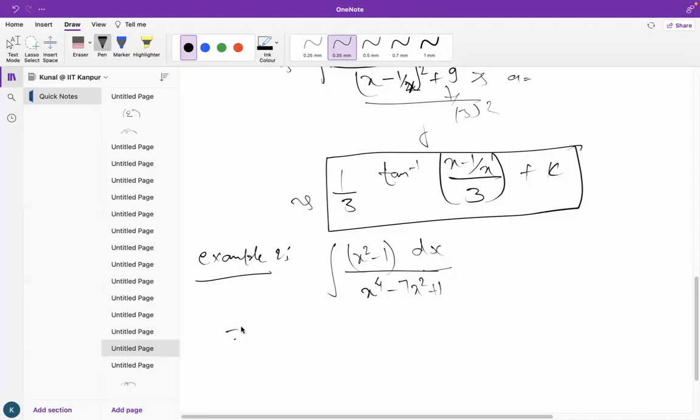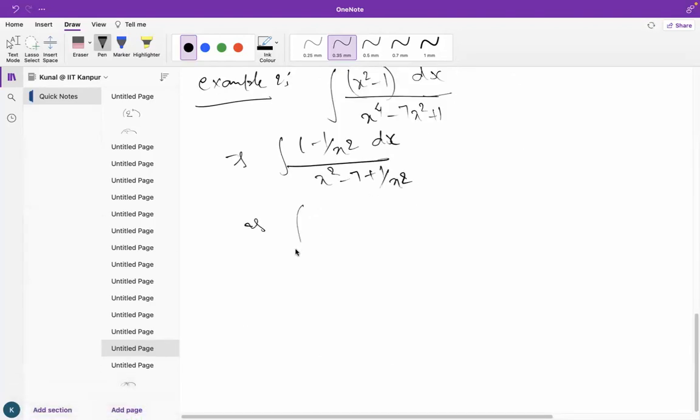So what do I have to do? The first step is to divide by x square. So 1 minus 1 by x square dx, and x square minus 7 plus 1 by x square. It will be like integration of 1 minus 1 by x square, over x square plus 1 by x square minus 7, dx.